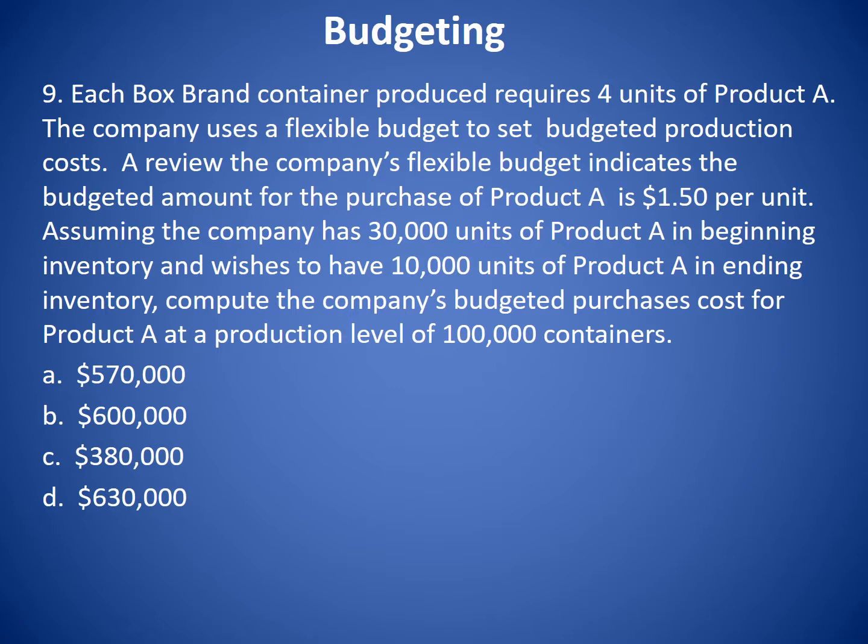Okay, question number 9. Each box brand container produced requires 4 units of product A. The company uses a flexible budget to set budgeted production costs. A review of the company's flexible budget indicates the budgeted amount for the purchase of product A is $1.50 per unit. Now, let's assume the company has 30,000 units of product A in beginning inventory and wishes to have 10,000 units of product A in their ending inventory.